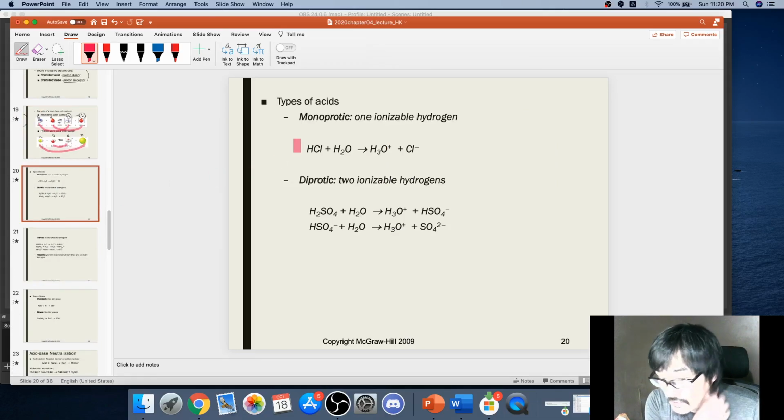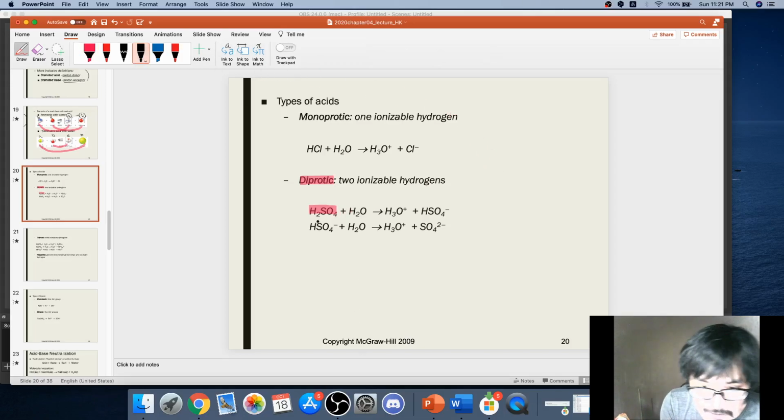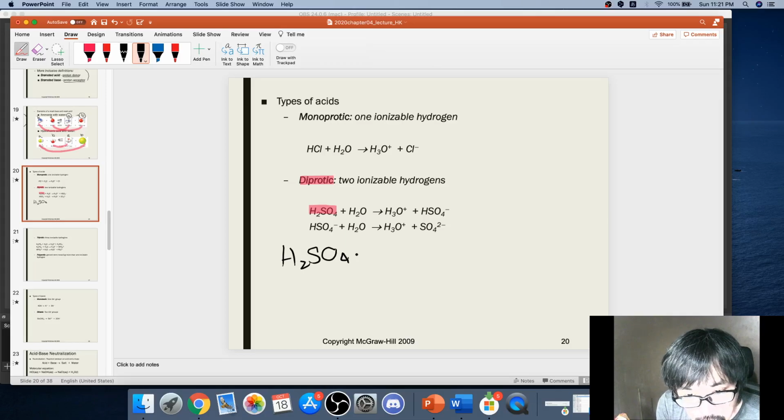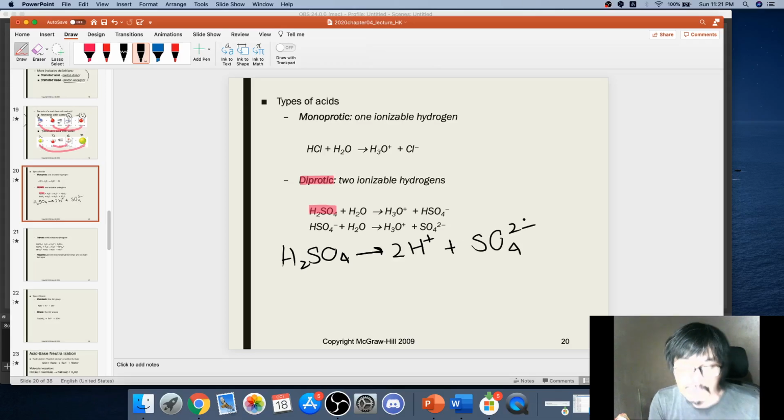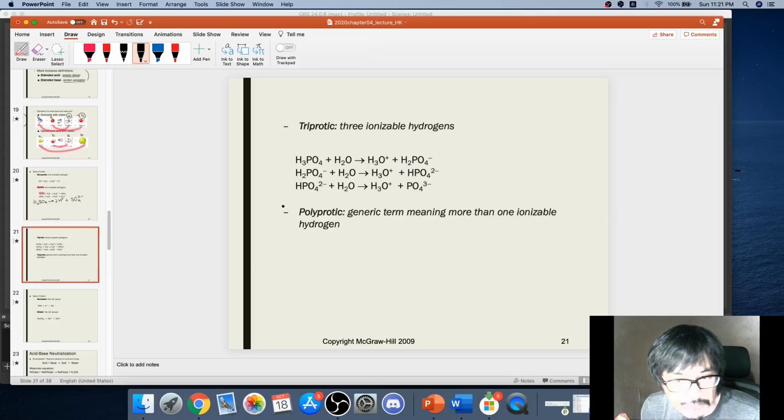A monoprotic acid gives off 1 proton, and a diprotic acid gives off 2 protons. For example, H2SO4. If I simplify these guys, H2SO4 is going to give off 2 H plus plus SO4 2 minus. So it gives off 2 H plus, so it's a diprotic acid. And there is a triprotic acid, and the diprotic and triprotic are called polyprotic, the bigger group.